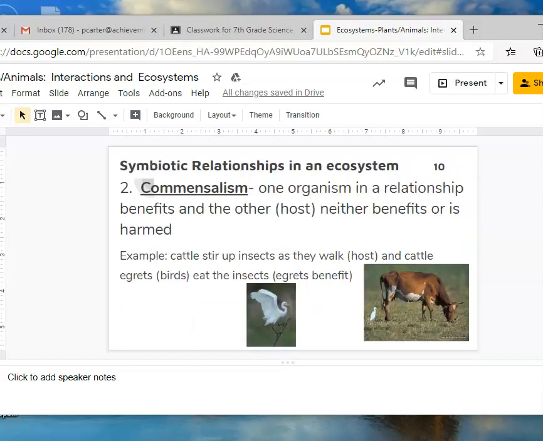And we have commensalism. One organism in a relationship benefits, and the other, the host, neither benefits nor is harmed. An example, cattle stir up insects as they walk, and egrets, or birds, eat the insects, and the egrets benefit.